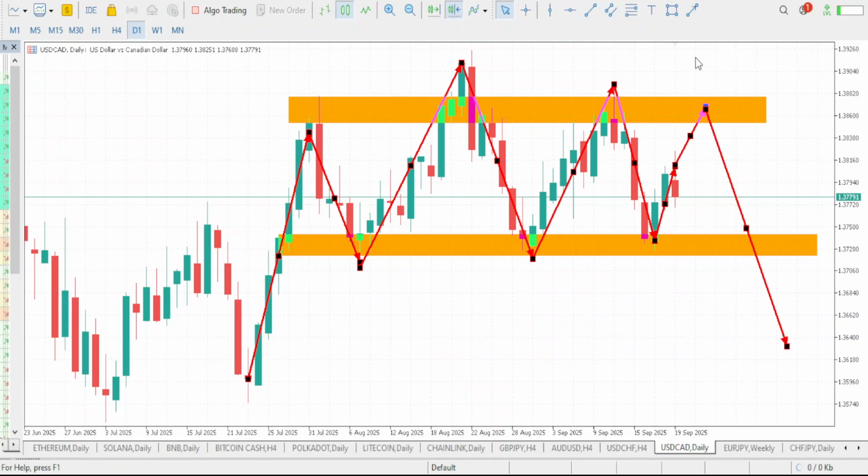Now it has the possibility of dropping to break this low, which I don't think it will, but in case it does that, then go ahead and take your sell. If it does not do that, then expect it to come and tap this resistance level. Once it taps the resistance level, then you can go ahead and take your sell on USD CAD.